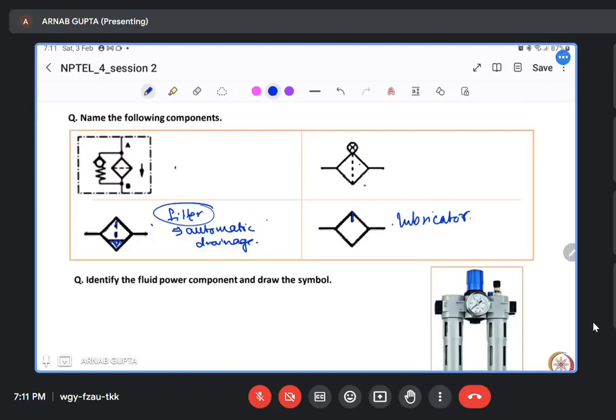Anyone? These symbols have been discussed in the lectures, so you should be able to answer this. This one is basically also a filter, an air filter or pneumatic filter, with this particular component being a contamination indicator. Okay.